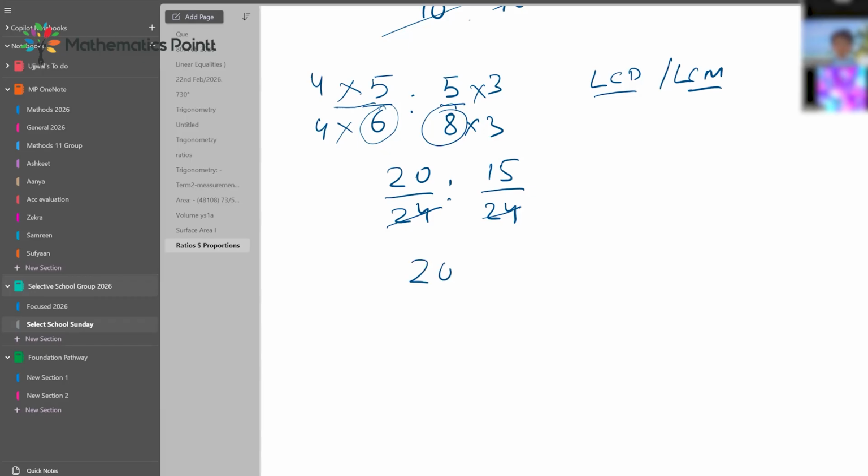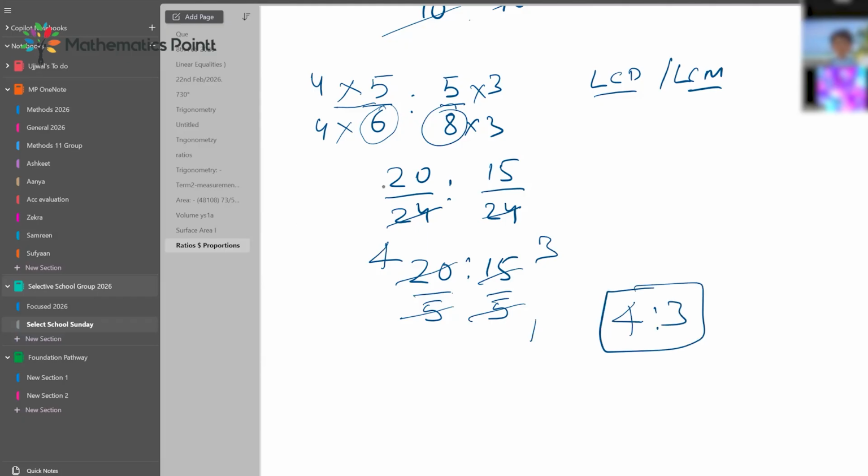You're left with 20 ratio 15, which you can now simplify even further by dividing it by 5, which is their highest common factor, HCF. 5 times 4, 5 times 3. So 4:3. And that is your answer.